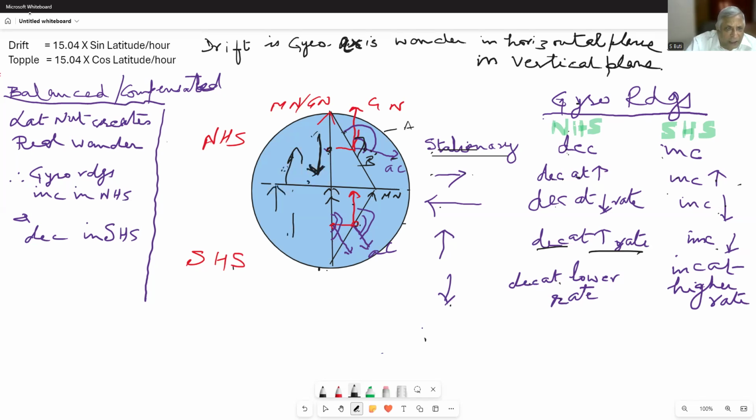Now, if you are traveling in the direction south, in the northern hemisphere, readings will decrease, but at a lesser rate. In the southern hemisphere, readings will increase and at a higher rate because your latitude is increasing. There are generally not too many questions asked on topple. Topple is the wander of the gyro axis in the vertical plane, and drift is the gyro axis wander in the horizontal plane, and the direction is measured in the horizontal plane.